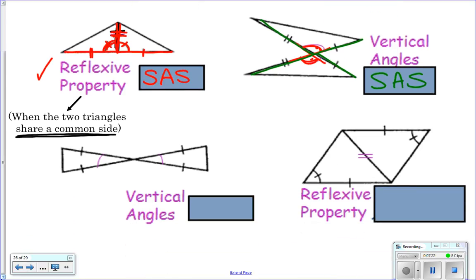Again, this is another example quite similar to the last one. We've got our side, angle, side. In our other triangle, side, angle, side. And everything absolutely matches. So SAS, and we're good to go. Next is the reflexive property again, kind of like the first example that we did.